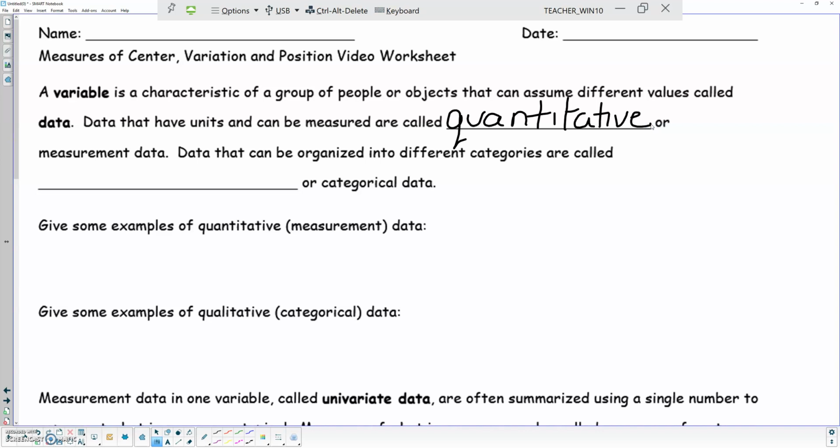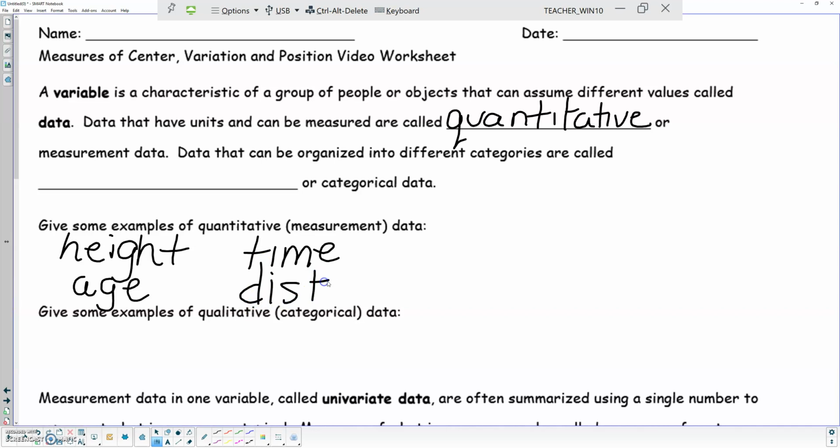So quantitative could be like height, right? Your height is something that gets measured. All right, your age is a measurement, right? There's a number that goes along with it. Okay, time is a measurement. Distance. All of those would be examples of quantitative data, right? Data that can be organized into different categories is called qualitative or categorical data.